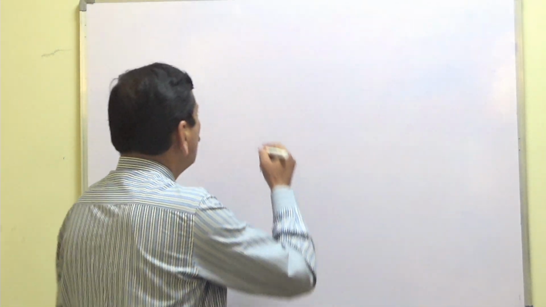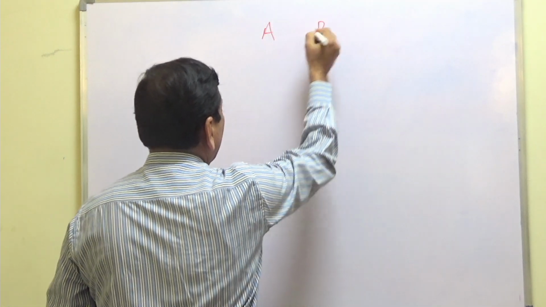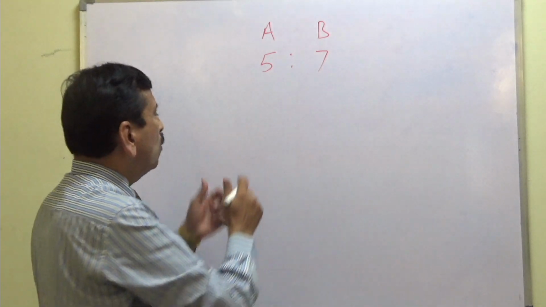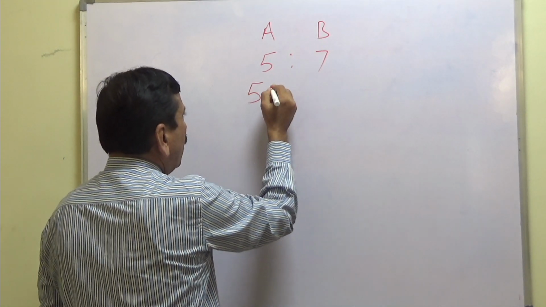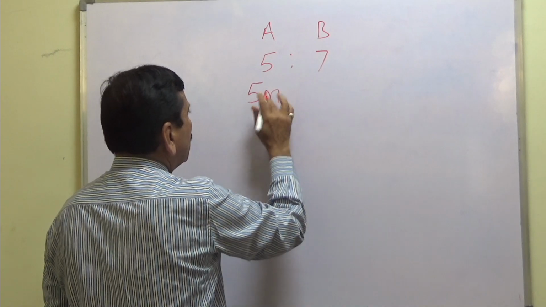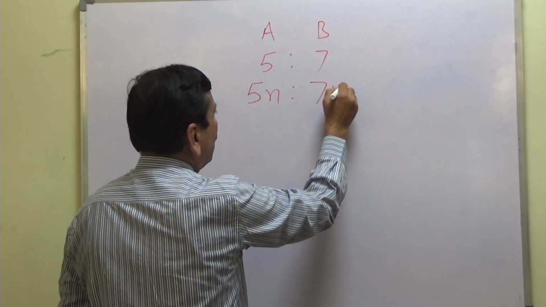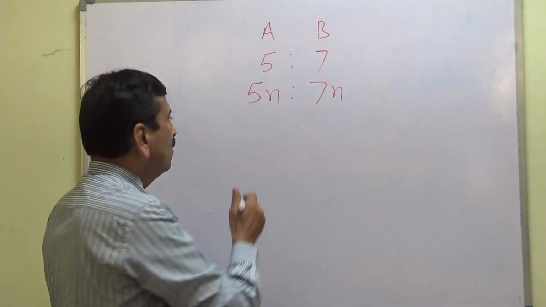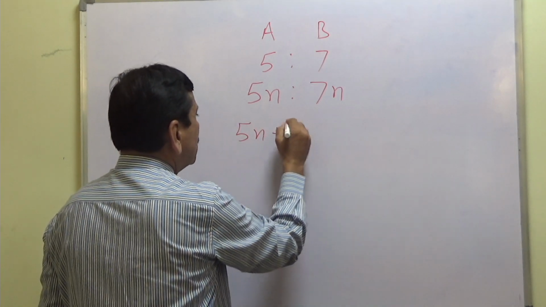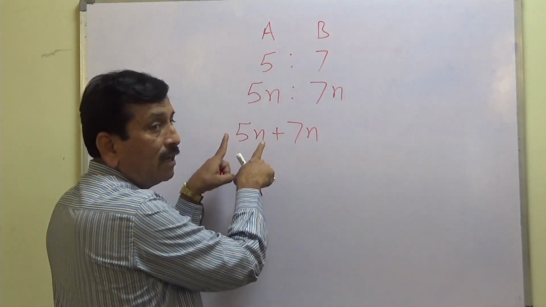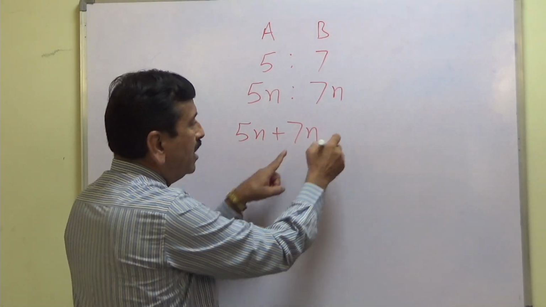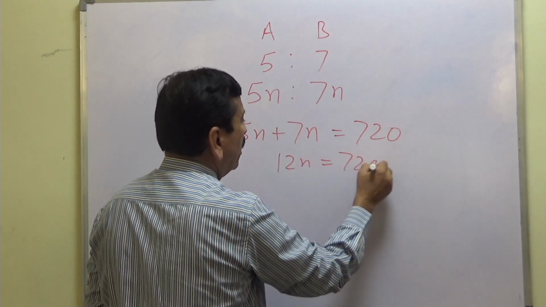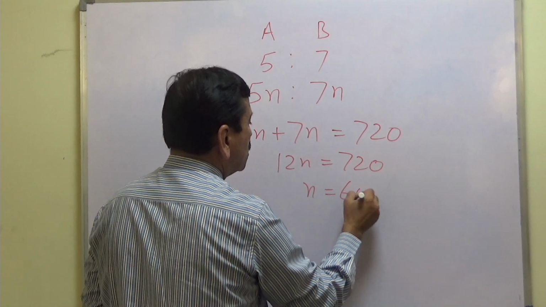So what we do? Two partners are there, A and B, and we have to divide that into 5:7. So the contribution of each one of them may be 5n to 7n. So A is getting 5n, B is getting 7n. Further we know that 5n plus 7n, the amount which A gets and the amount which B gets, is equal to 720. So we get 12n is equal to 720. So we get n is equal to 60.